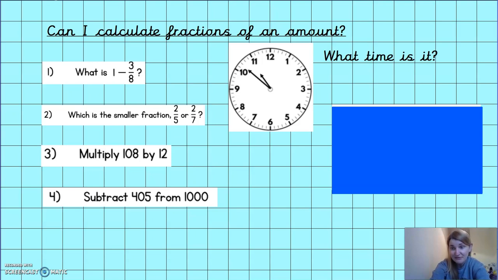Today we're going to be calculating fractions of an amount, and I will apologise, I've got a little kitty cat asleep on my lap, so if you see any ears pop up, you will know why that is.